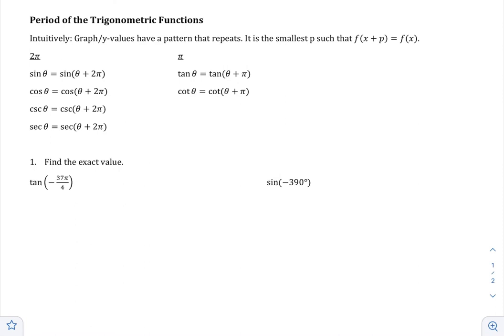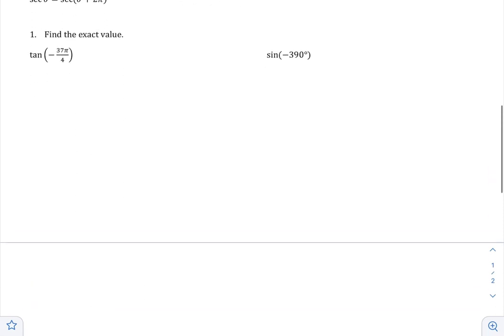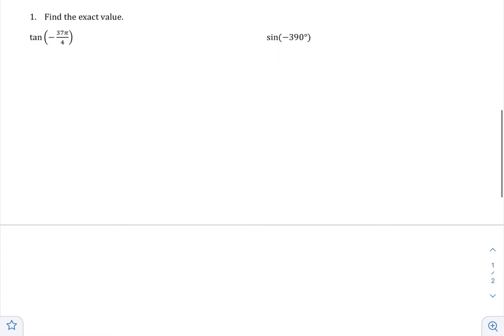So let's use these properties, mostly the even and odd properties. So we want to find the exact value of the tangent of negative 37 pi over 4. So what we could do to use one of our new properties would be to know that tangent is odd. So I could put the negative in the front. And then this is too big. I can already tell it's way bigger than 2 pi. So I'm going to use coterminal angles.